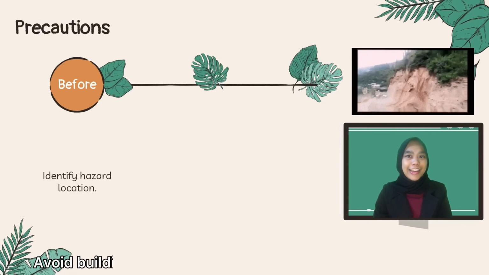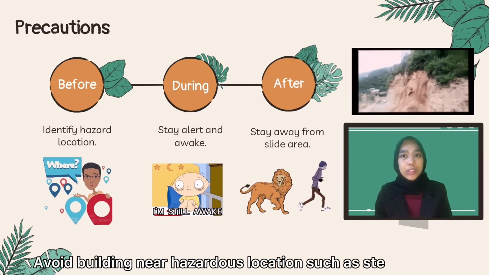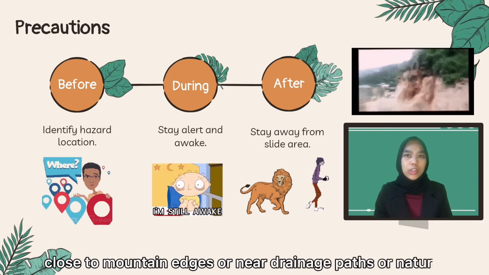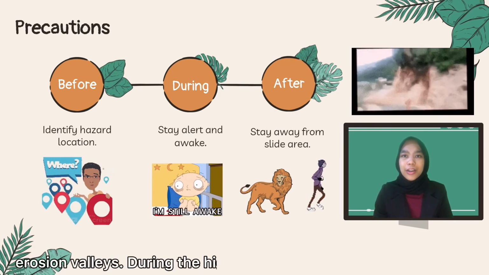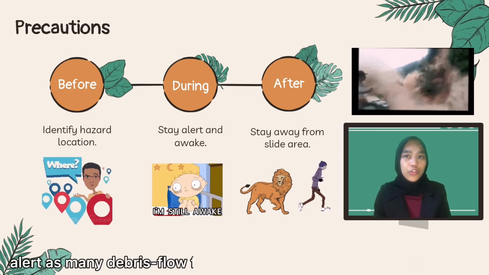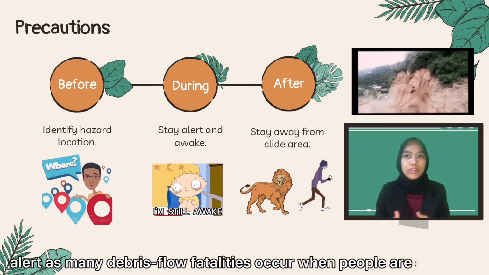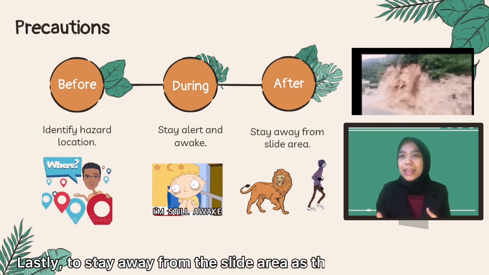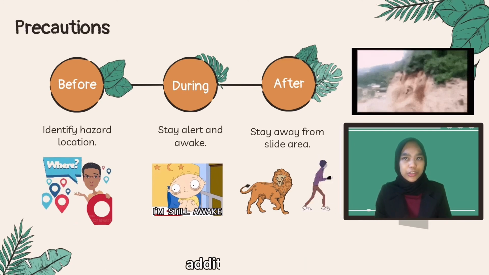Avoid building near hazardous locations such as steep slopes, close to mountain edges, or near drainage paths or natural erosion valleys. During the high-risk period, it is important to stay alert as many debris flow fatalities occur when people are sleeping. Lastly, stay away from the slide area as there may be danger of additional slides.